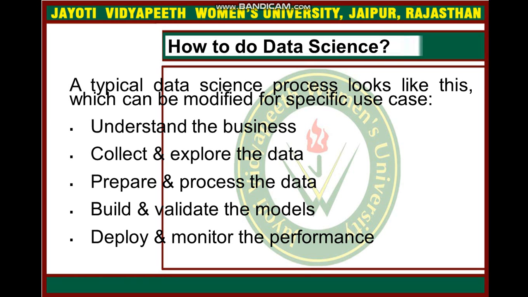Now, how to do data science? A typical data science process, which can be modified for specific use cases, looks like this: understand the business, collect and explore the data, prepare and process the data, build and validate the models, deploy and monitor the performance.